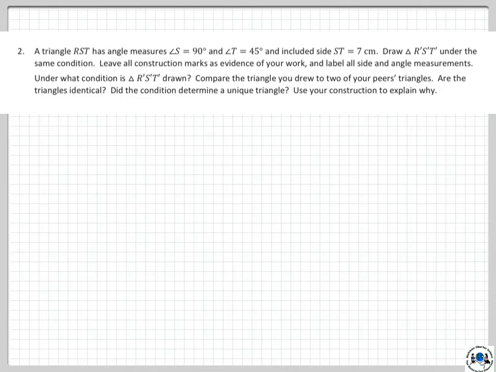Okay, so we have number 2 here in our exploratory challenge. Another triangle, RST, has the measures that angle S is 90 degrees, angle T is 45 degrees, and we have an included side of 7 centimeters, which is ST. Okay, and again, just as we did before, you're going to draw triangle R prime, S prime, T prime under the same condition. All right, and you can see the same condition again: two angles given and an included side. Leave all your construction marks as evidence of your work.